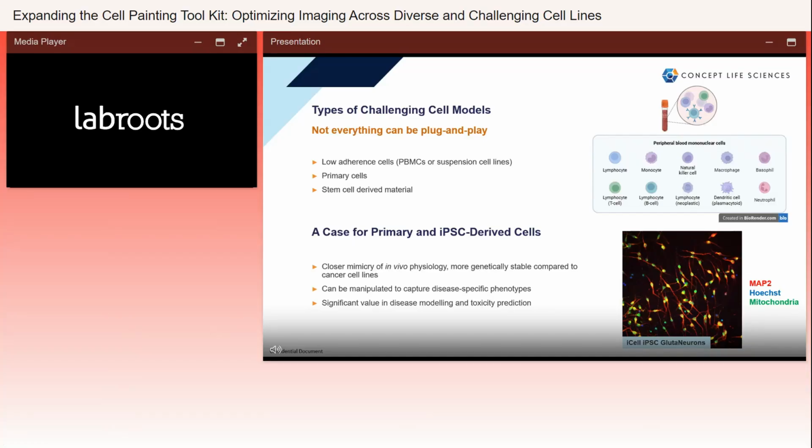They do bring a lot of challenges themselves, however, such as requirements for bespoke media, careful plate coatings, and advanced segmentation strategies for accurate image analysis. All of these additional models can help us close the gap between in vitro assays and in vivo human biology by enabling better predictions of drug efficacy, off-target effects, and tissue-specific toxicities.